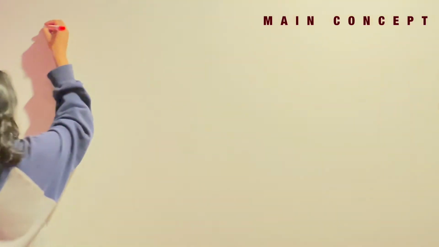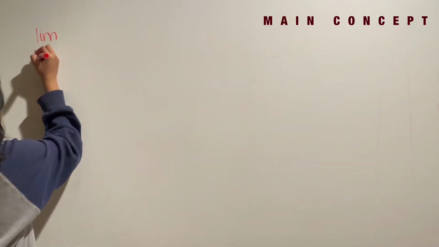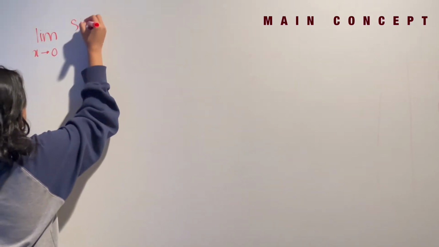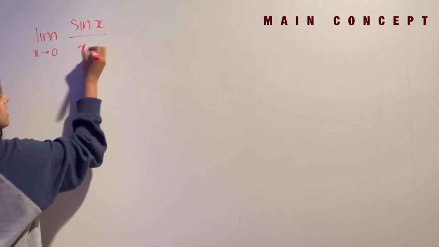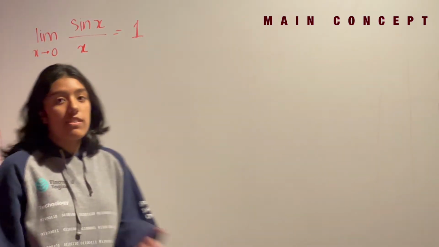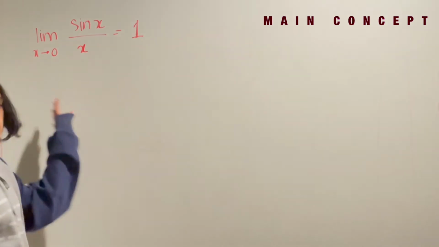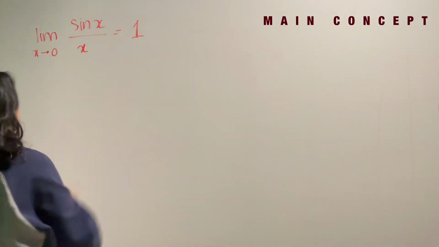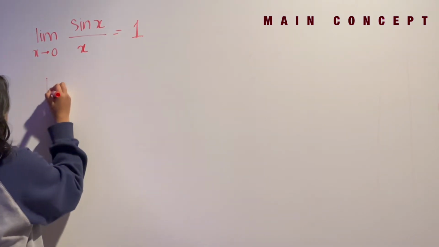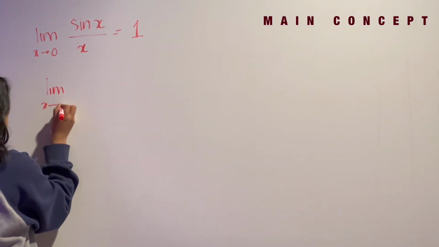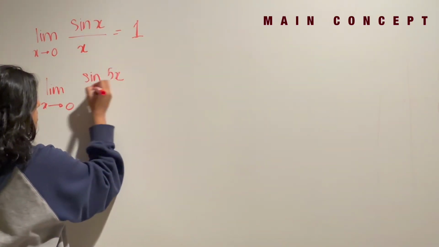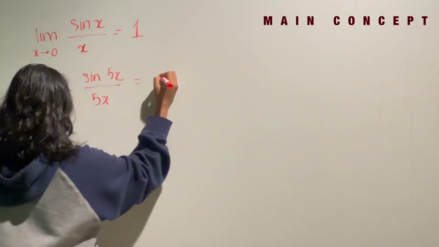So it's essentially saying that the limit as x tends to 0, not infinity, of sine x over x is equal to 1. With this formula, you can solve a variety of trigonometric problems, but let's dive deeper into this formula. This formula also states that the limit as x tends to 0 of sine, let's say 5x, over 5x is also 1.